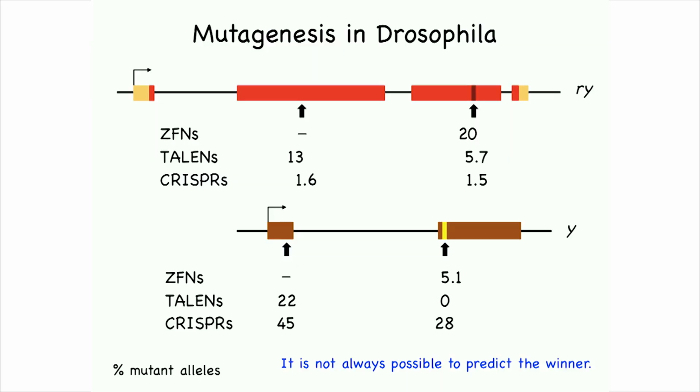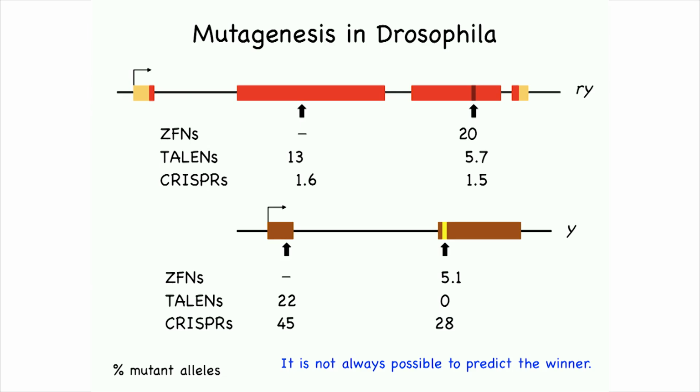So what we did was we said, okay, let's see if we can figure out which of these platforms does best. If there's one that always does best, we'll kick out the others. So we had these two sites, rosy and yellow, where we were doing quite well. So this is percent germline mutants, percent mutant alleles. And we were getting, in the experiments where we were doing direct comparisons, high frequencies of mutagenesis at rosy and pretty good at yellow.